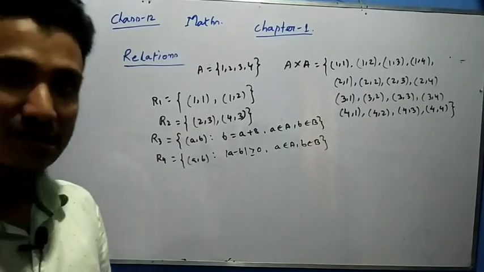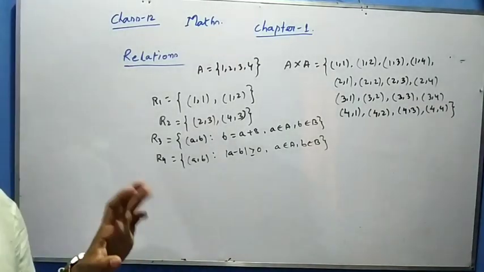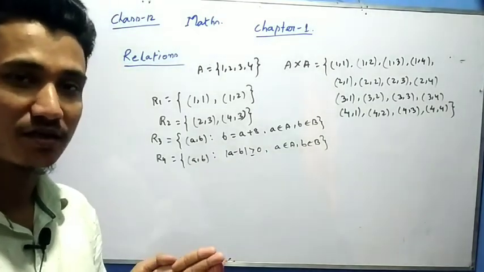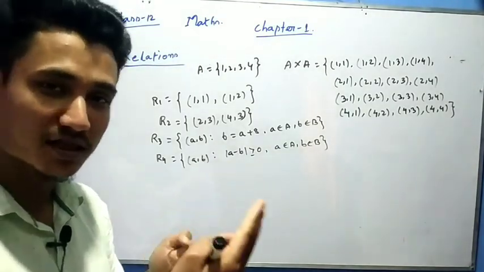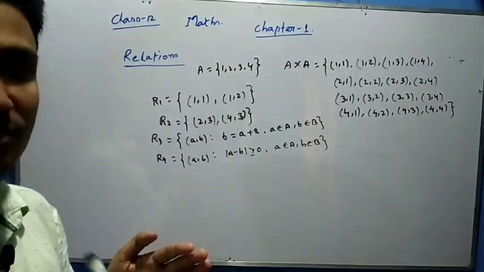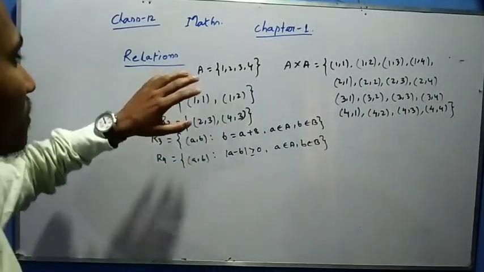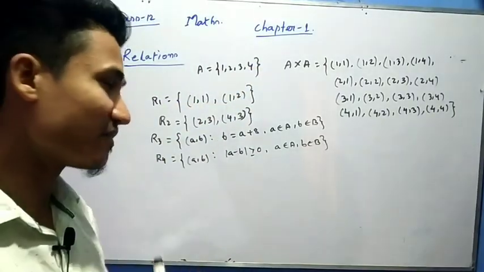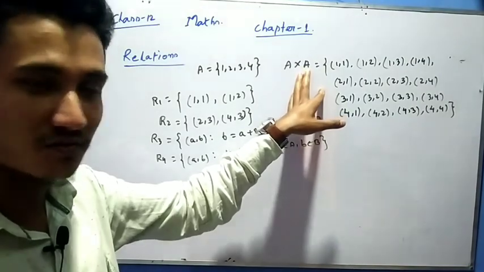What have we seen? What do we mean by a relation? If the relation is defined from the set A to B, then it is nothing but a subset of the Cartesian product A cross B. Now we are considering A equal to 1, 2, 3, 4, set A. We can define the Cartesian product A cross A, obviously.